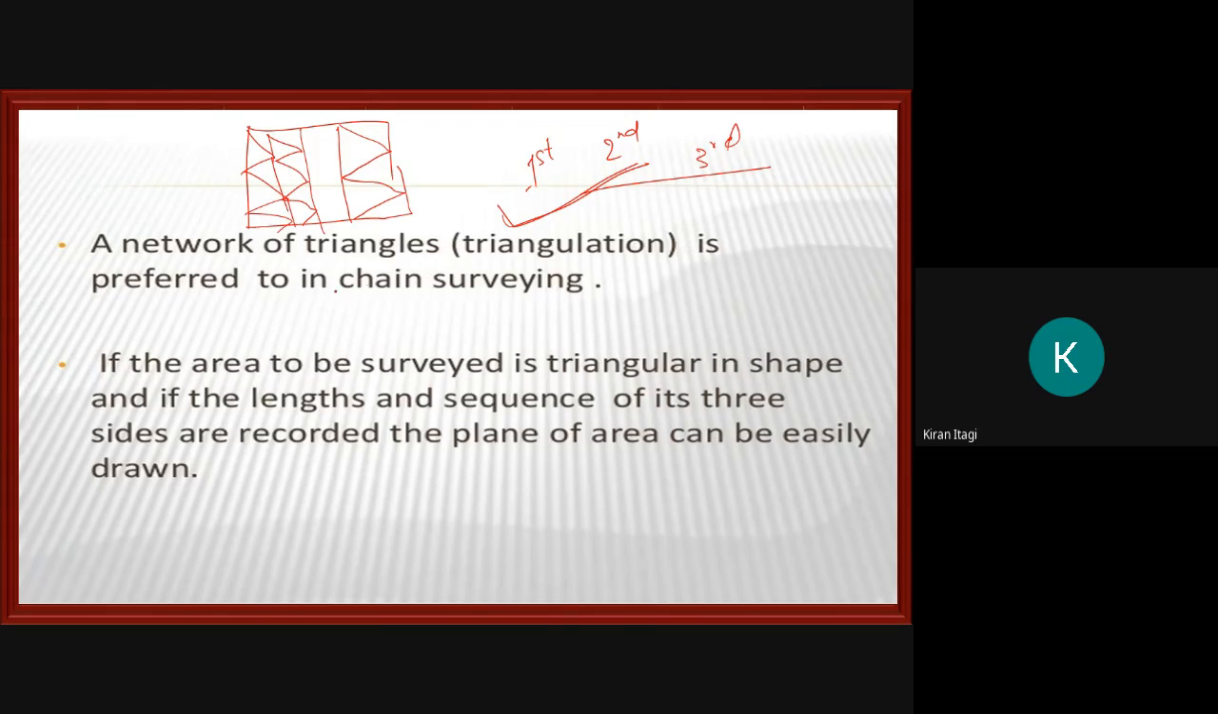Triangulation is preferred in chain survey. If the area to be surveyed is triangular in shape and the lengths of its three sides are recorded, the plan of the area can be easily drawn. We initially said that if we know the lengths, we can easily draw it.